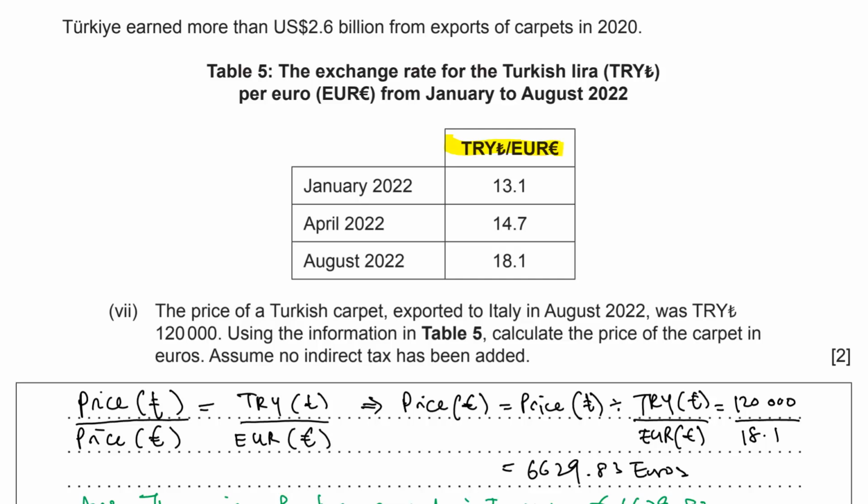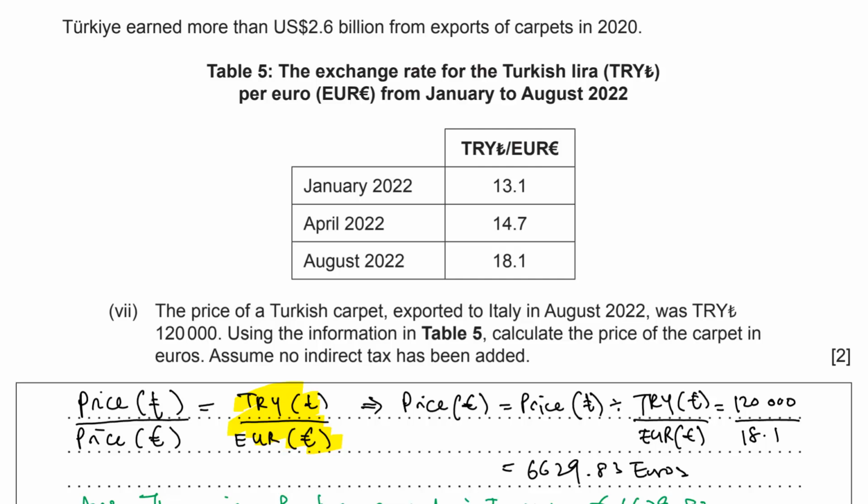So do you multiply, you've got this price of 120,000, do you multiply by the exchange rate, or do you divide by the exchange rate? This is one way that I find handy to keep in mind what numbers go where. I'm going to start by saying the exchange rate is expressed in Turkish lira to euros.